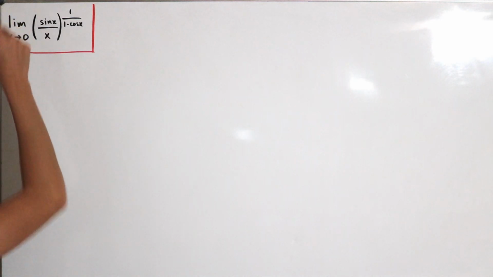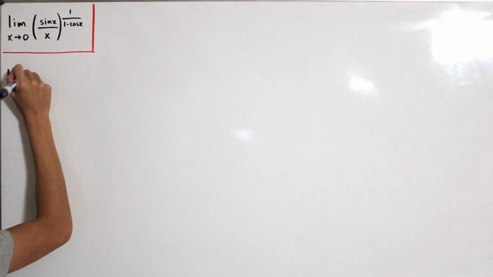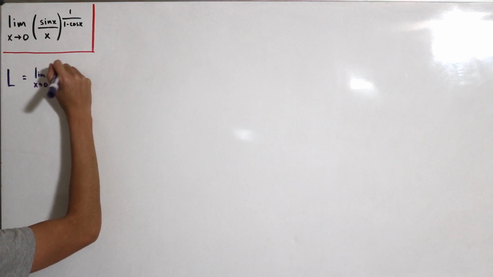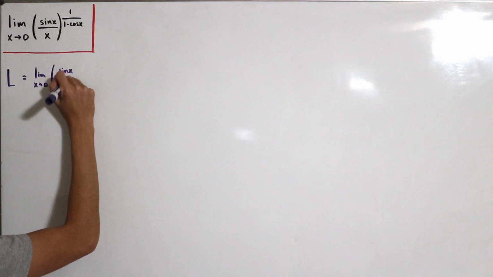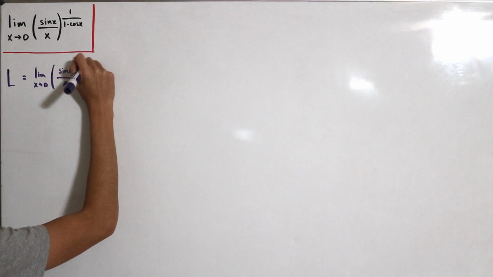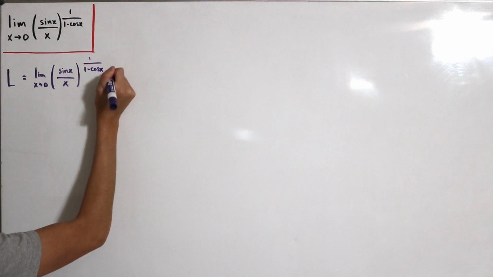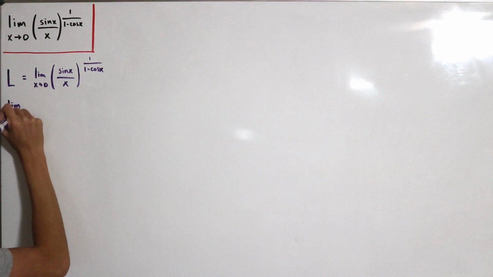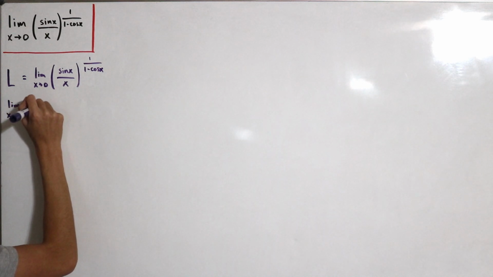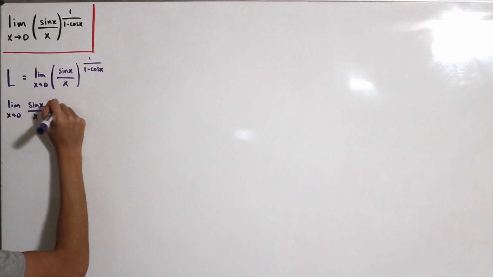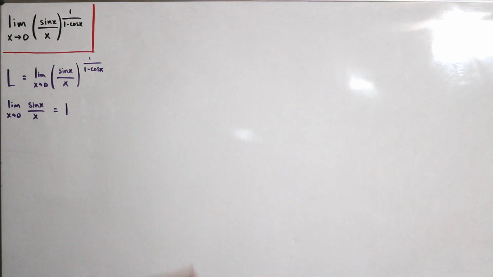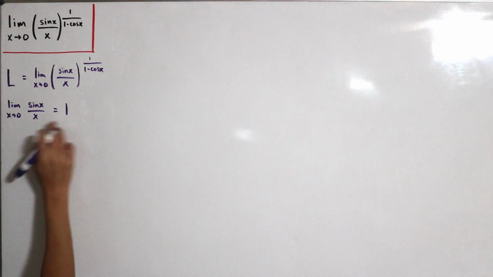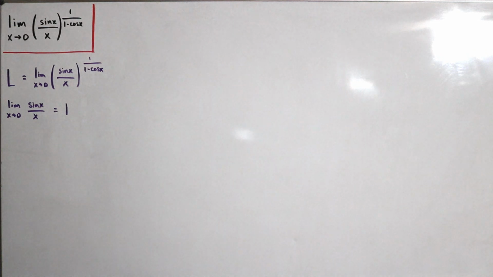I'll define capital L as our given limit: the limit as x approaches 0 of (sine of x divided by x) to the power 1 divided by (1 minus cosine of x). We know that the limit as x approaches 0 of sine of x divided by x equals 1. That's a well-known fact. I've proved it in another video without using L'Hopital's rule, so I'll leave that link in the description.